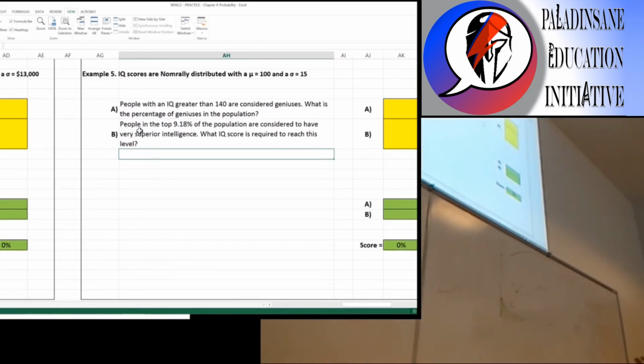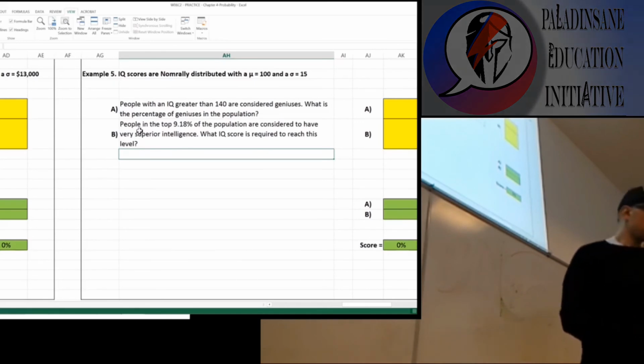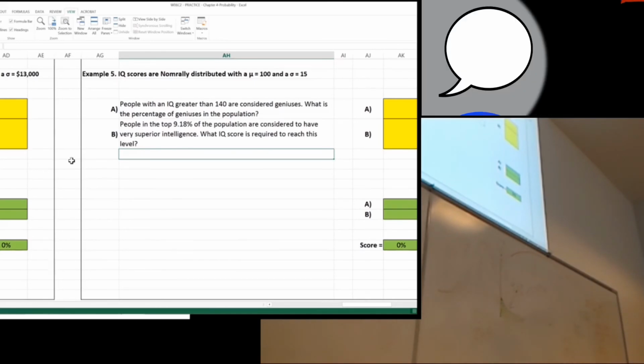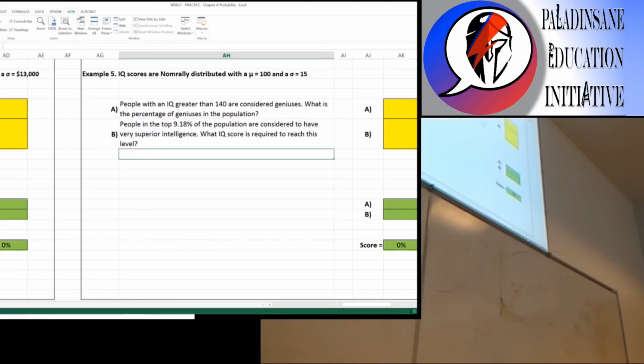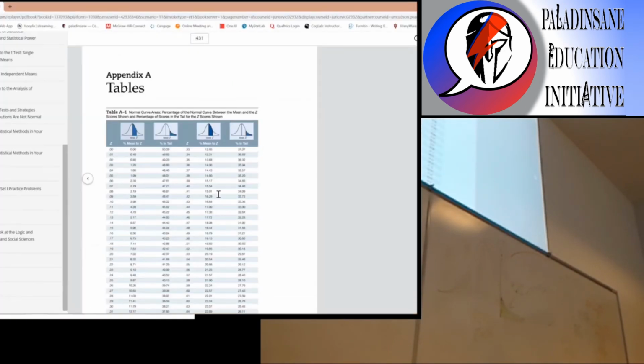For this one, we don't have to go to the unit normal distribution table to look up the percentage, because we already have the percentage. It's 9.18%. What we need to figure out is what z-score gives us that 9.18%. So we go back to that table that showed us so much love so far, and once again, make sure that you are looking in the correct column. So go to your picture, percent in the tail.